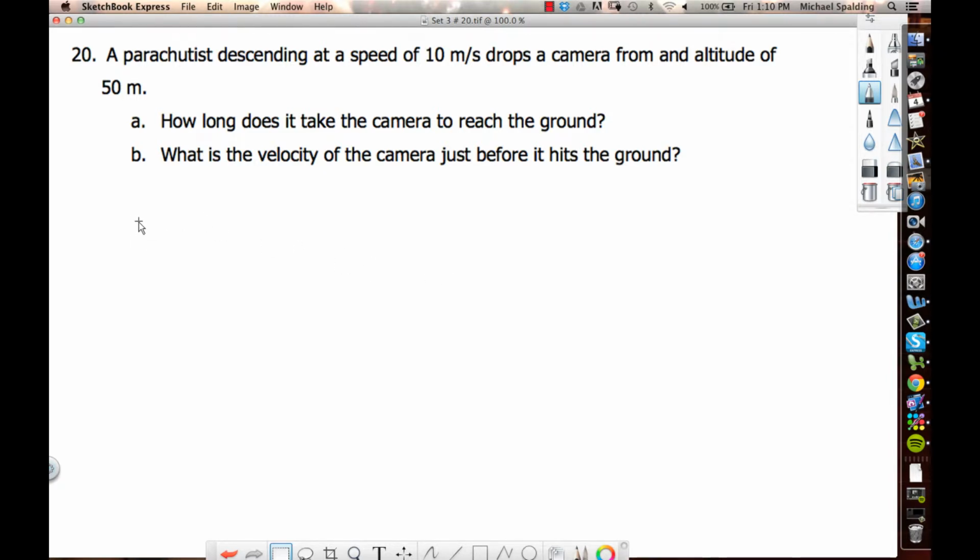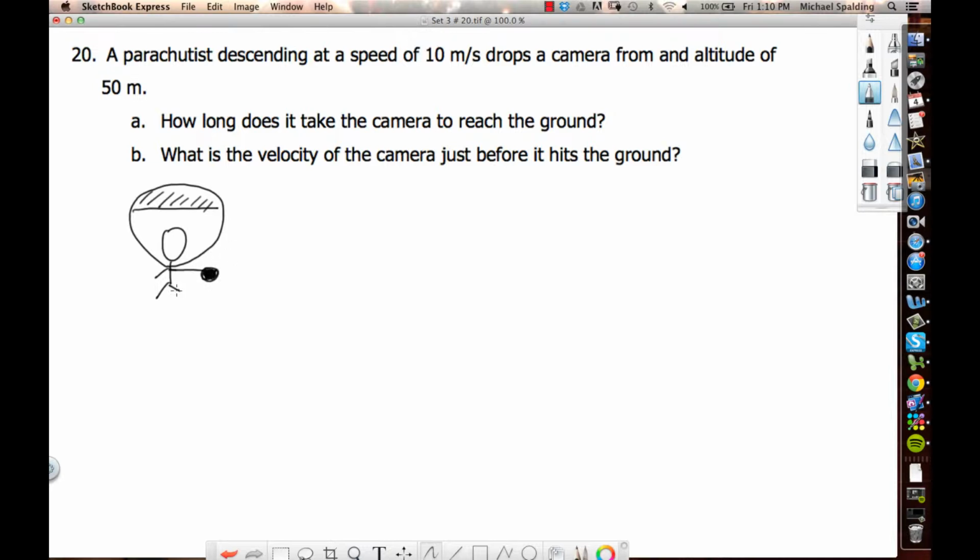So we have this guy parachuting. So we've got to draw this dude here, put a parachute on him. I'm a really bad drawer. So here's his parachute, and the guy's holding a camera. So there it is, a rock-sized camera.